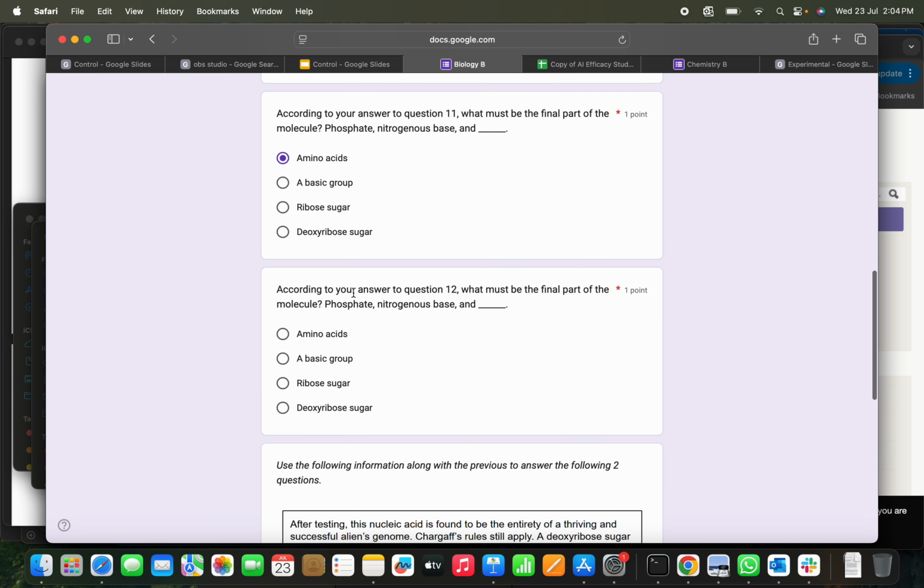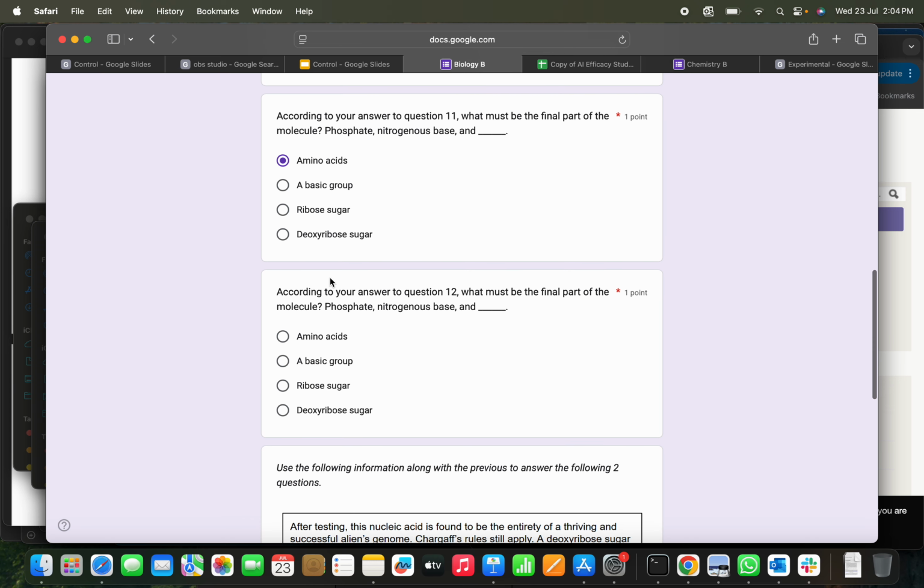Right. Is there something which I'm missing here? So, according to your answer to question 12, what will be the final part of the molecule? Phosphate, nitrogenous base, and this is exactly the same question.